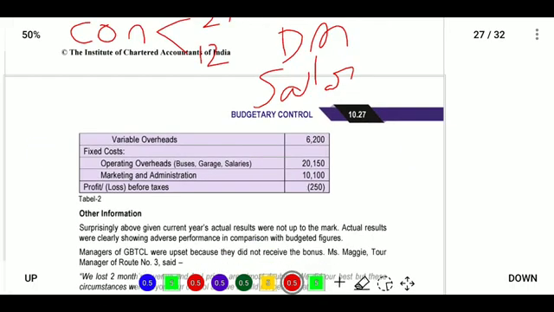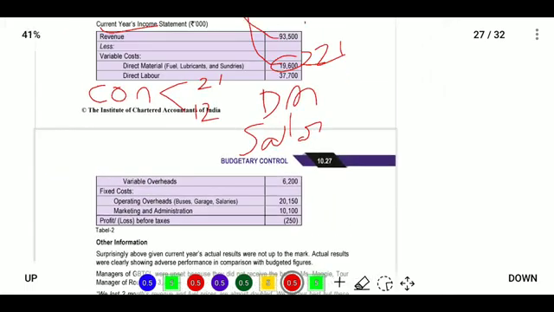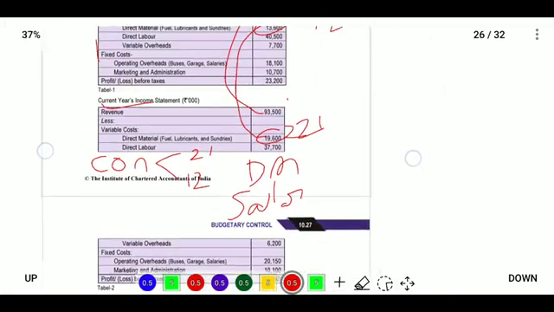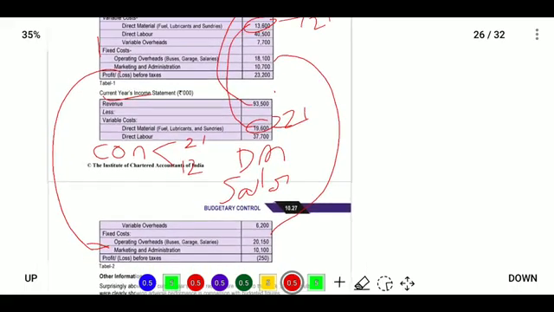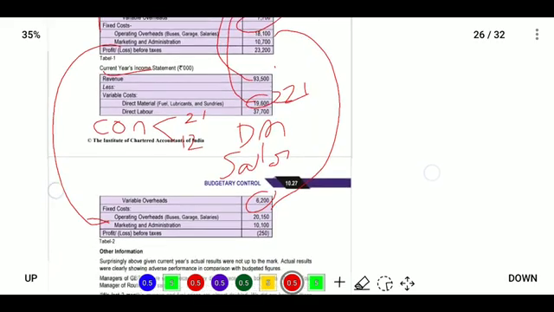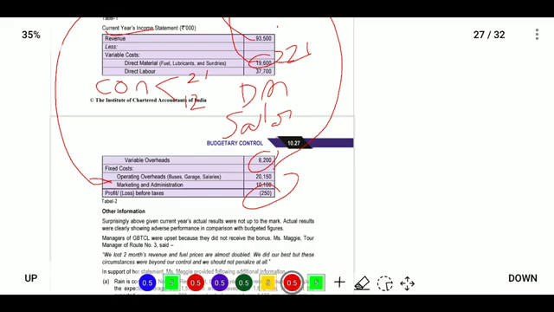Next, fixed cost, operating overheads, they are 20,150. Here budgeted will be 18,100. So here they have more difference. And marketing and administration 10,100, 10,700. So marketing expenditure was marginally increased, and fixed overhead was decreased. So decreased, no problem. Next, we will see that for this we got the loss.